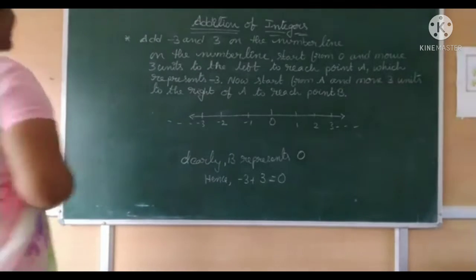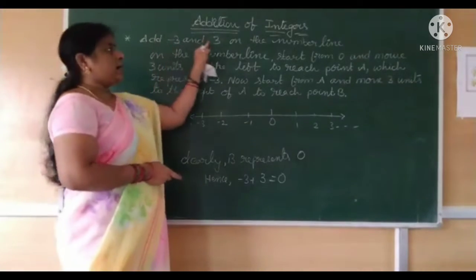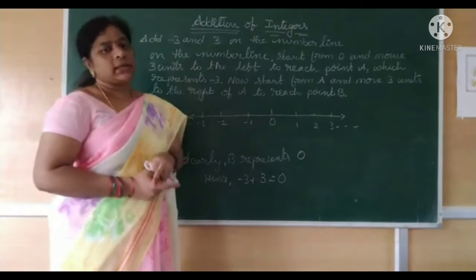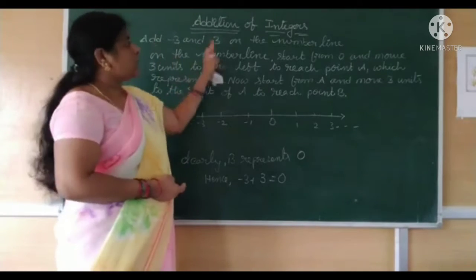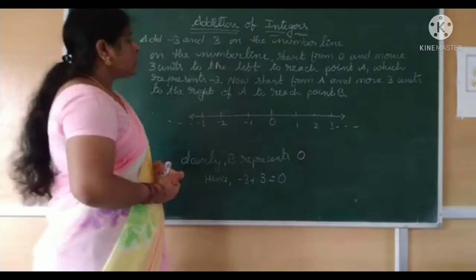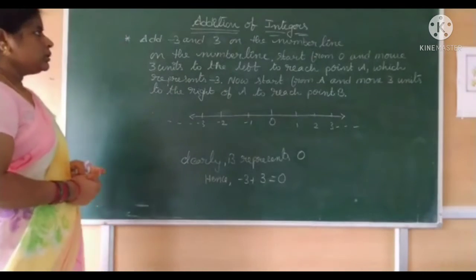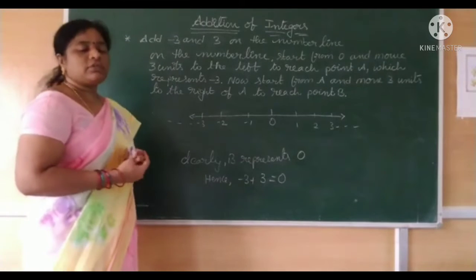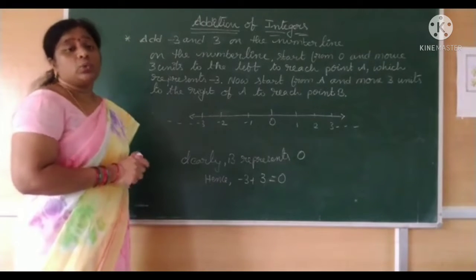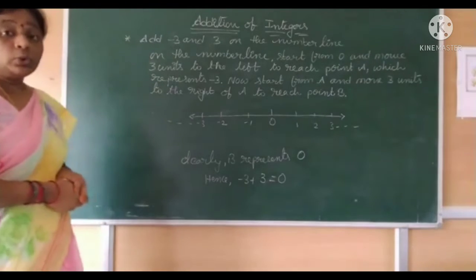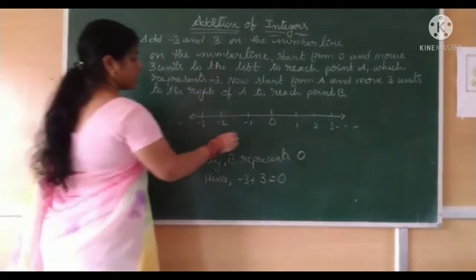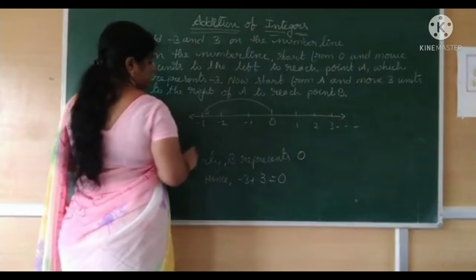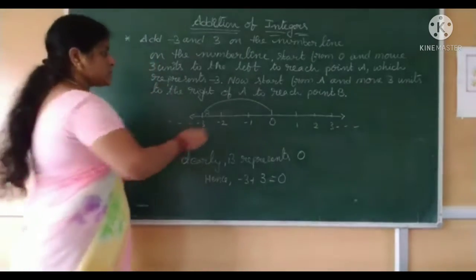Next, add minus 3 and 3 on the number line. One is positive, another one is negative. First of all, you can draw a number line. On the number line, start from 0 and move 3 units to the left of 0. Then we reach A. A represents minus 3.